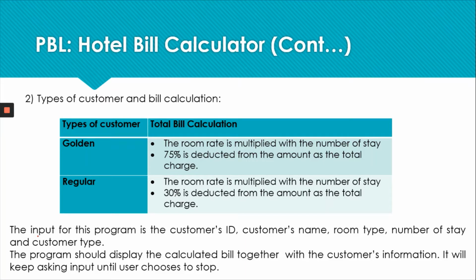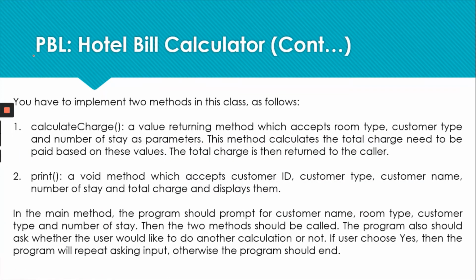Okay, so you are going to implement methods in this question. The input for this program is the customer's ID, customer's name, room type, number of stay, and customer type. The program should display the calculated bill together with the customer's information. It will keep asking input until the user chooses to stop. So it looks like this program is going to have a loop as well. Okay, let's read more about the question.